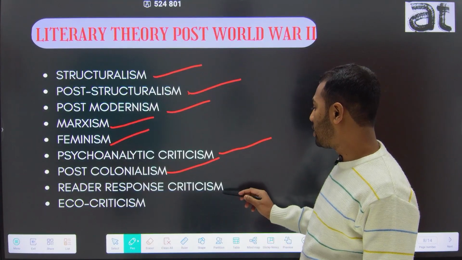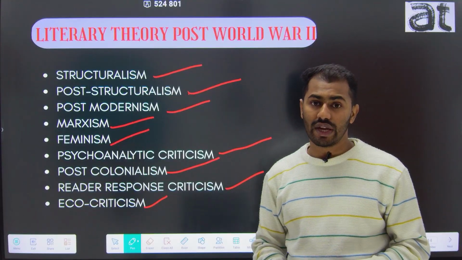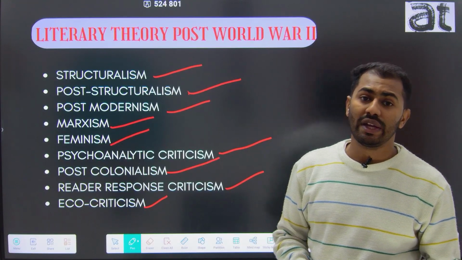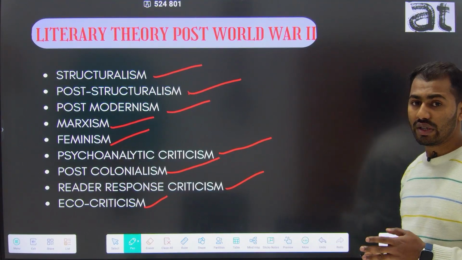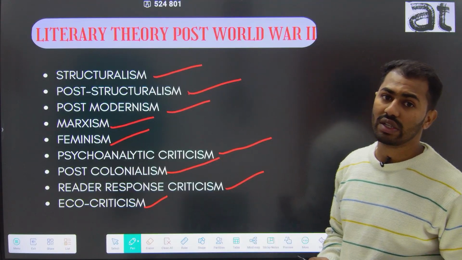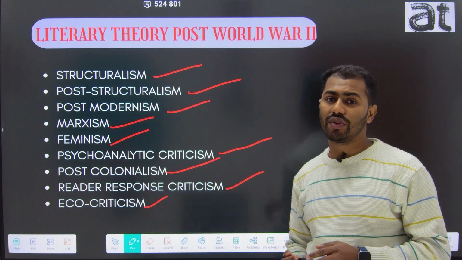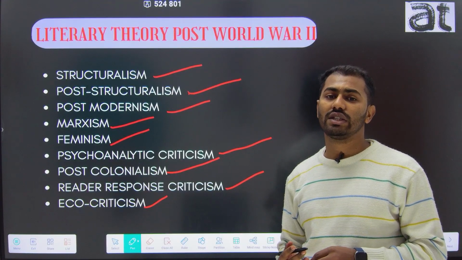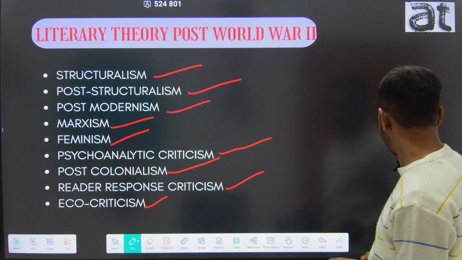Next come reader response criticism and eco-criticism. In eco-criticism, you have to read Jonathan Bate, William Rueckert, and the important eco-critical works they wrote in their time period. All of these come in literary theory, and from the literary theory section alone, at least 5 to 7 questions come in the UGC NET exam.